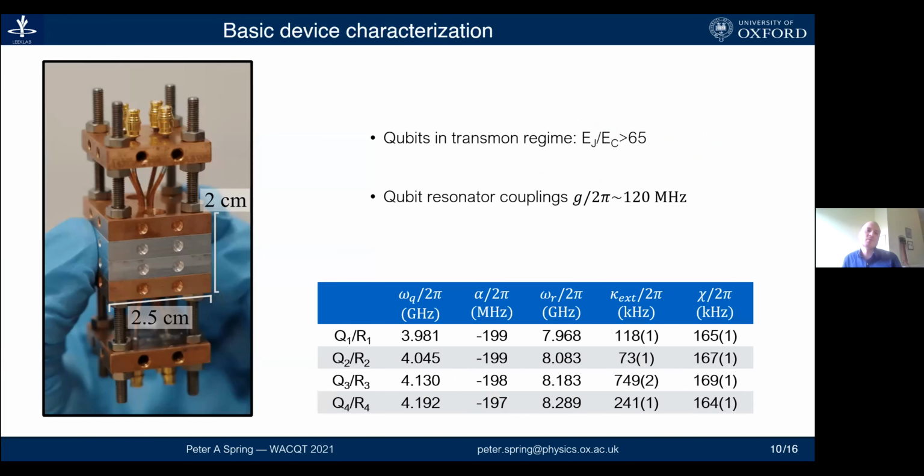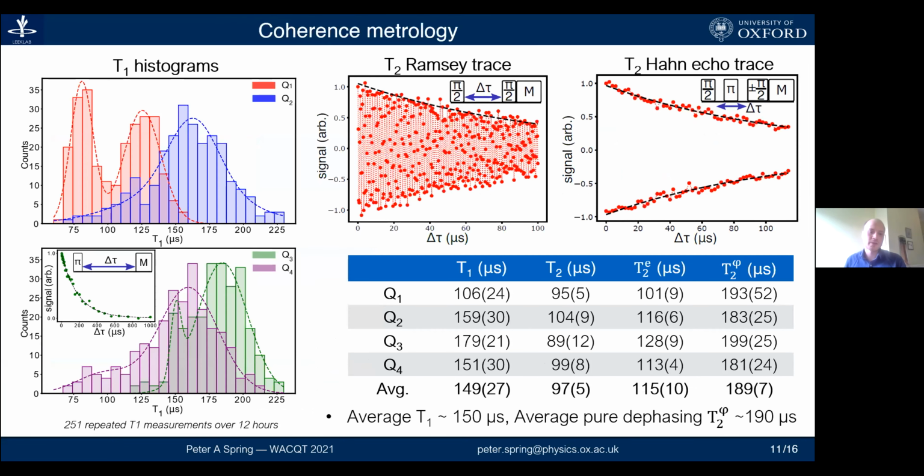All right, so now I'll move on to the device characterization. So you can see a picture of the fully assembled device here. The basic kind of results are qubits are around 4 gigahertz and resonators are around 8 gigahertz. The qubits are well into the transmon regime with EJ over EC greater than 65, and the qubit resonator couplings are around 120 megahertz. So next I'll talk about the coherence metrology. So to measure T1, we did 251 repeated T1 experiments on the 4 qubits over about 12 hours.